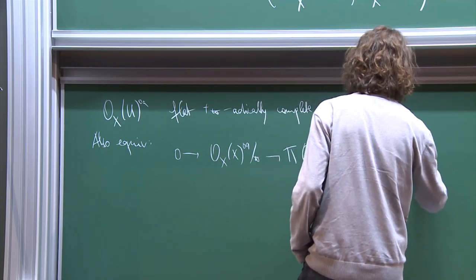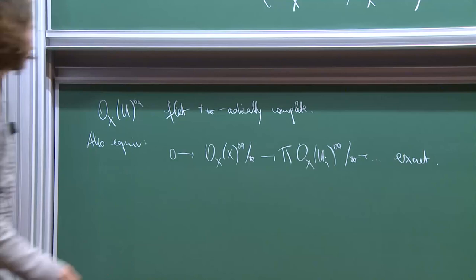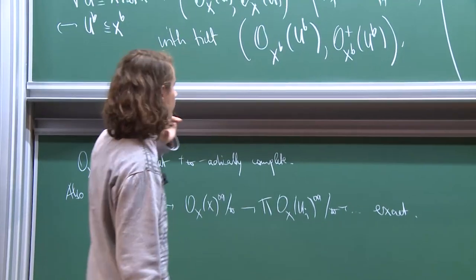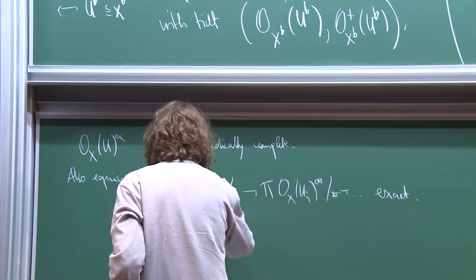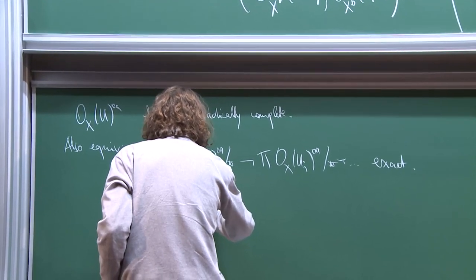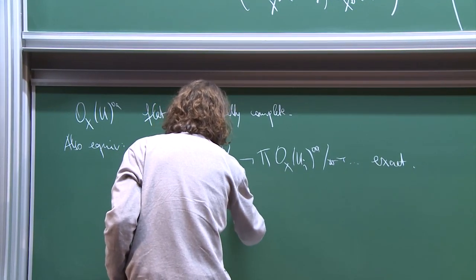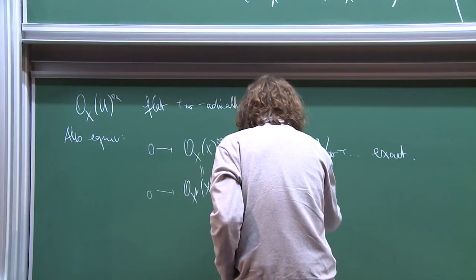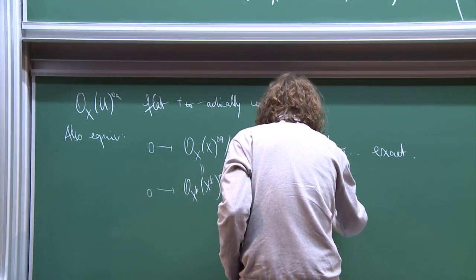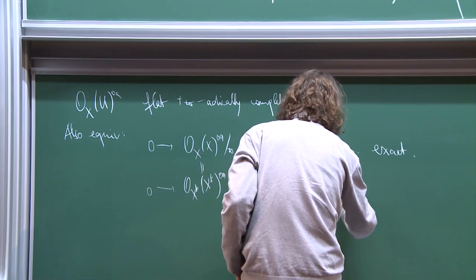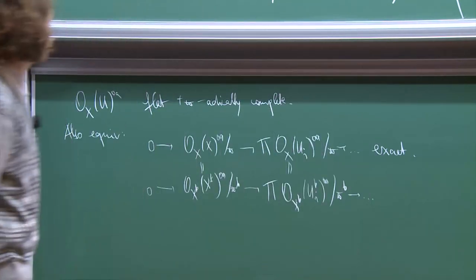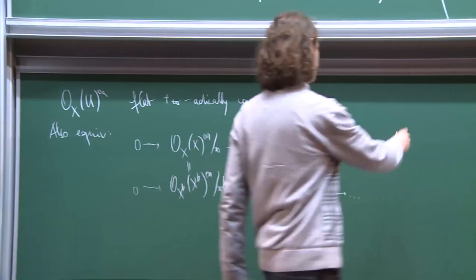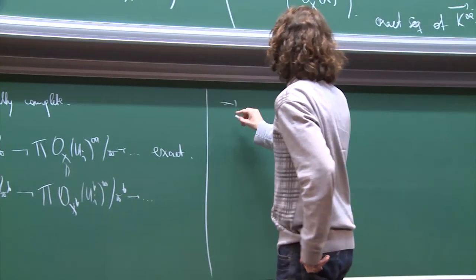OK. But now, because we have proved that under this tilting somehow we get this structure sheaf on the other side, this here is really just the same thing for the other side, modulo pi flat. And this is then really just the product of the O_X flat of U_i flat, 0, A, modulo pi flat, and so on. And so it's enough to prove that this sequence, which now is in characteristic p, is exact. And so it follows that it's enough to do it in characteristic p.